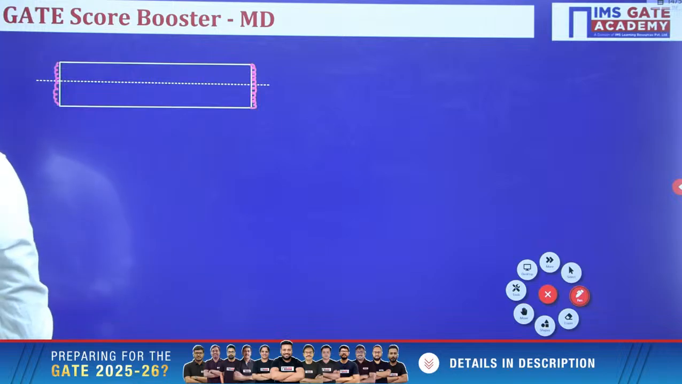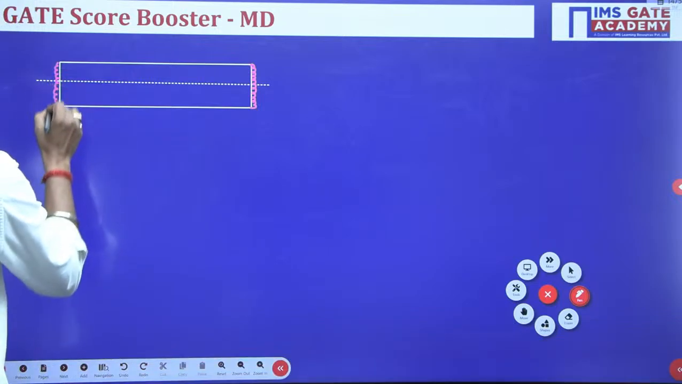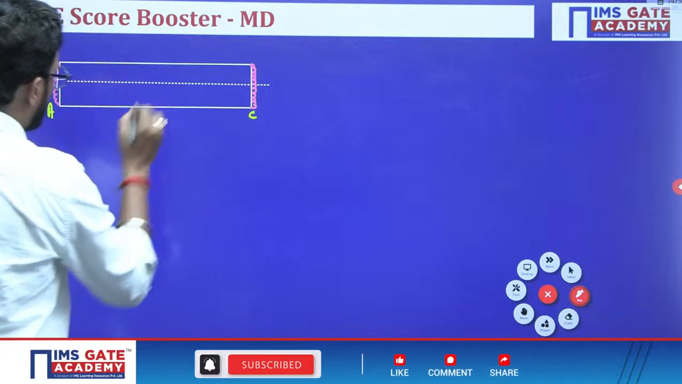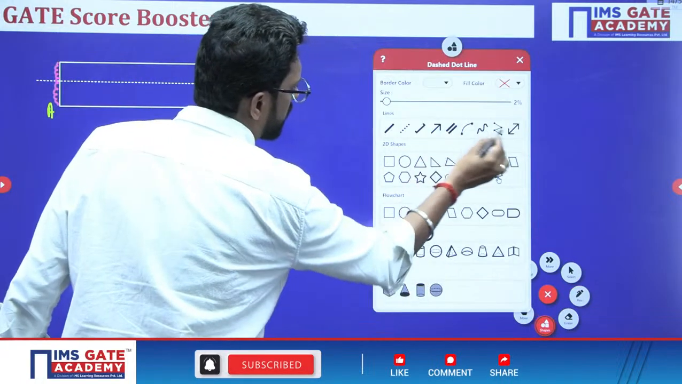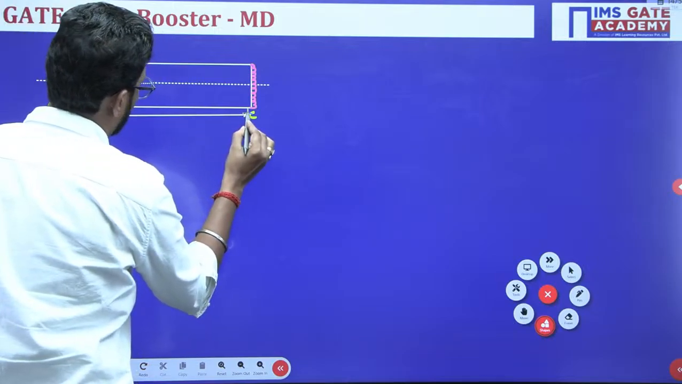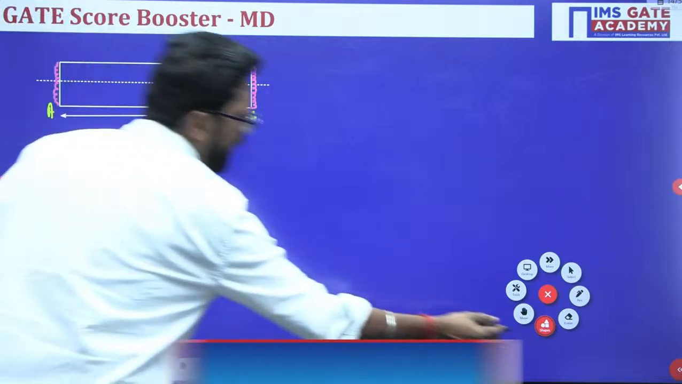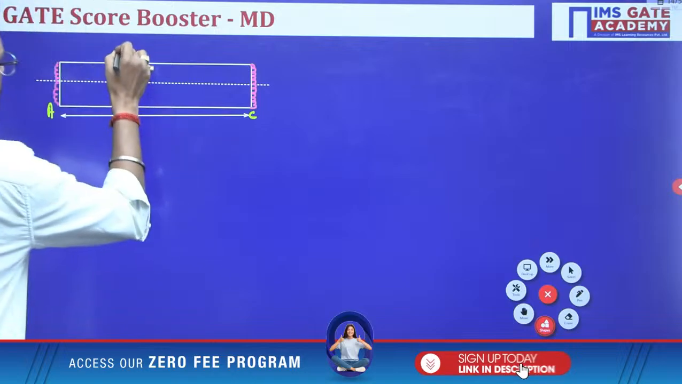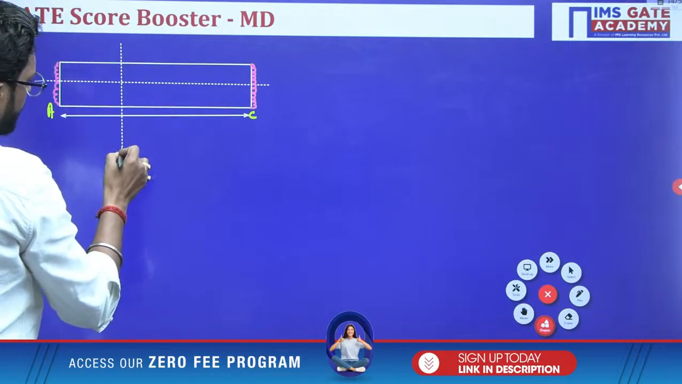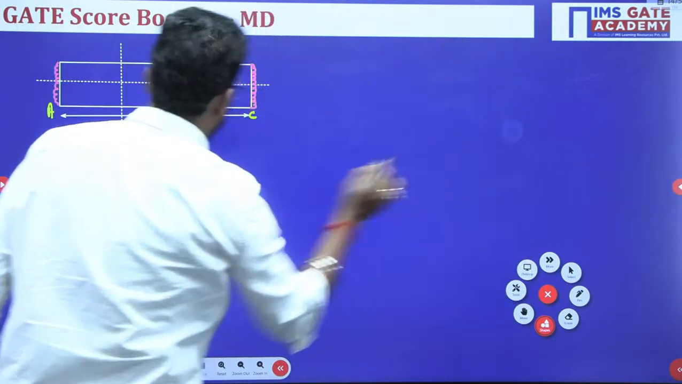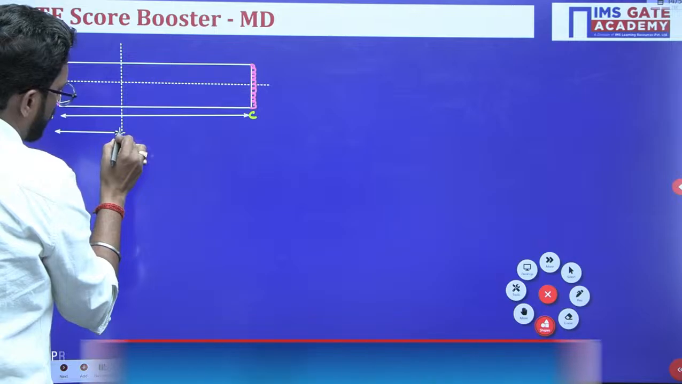Now, let's suppose this is A, and this is C. The total length is given as 4 meters, and at 1 meter from the left, we are applying a torsional moment.